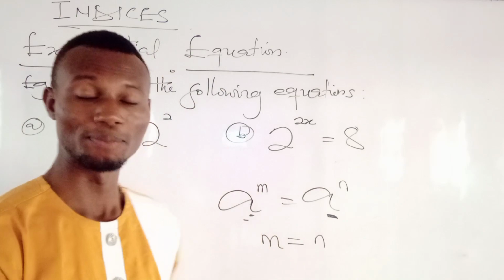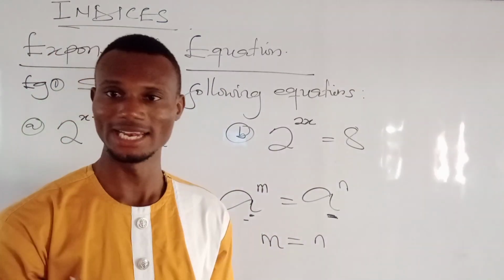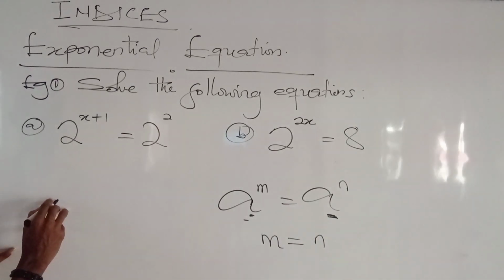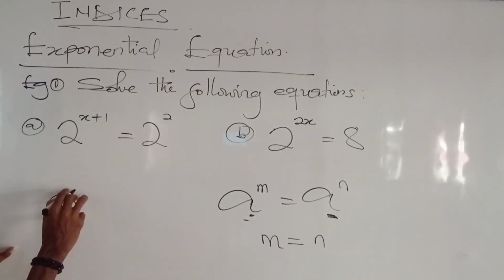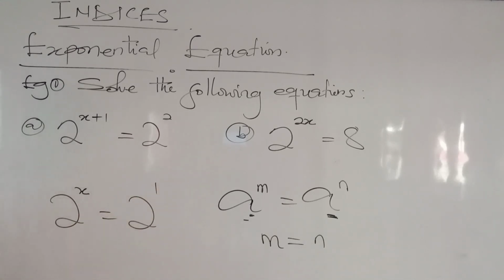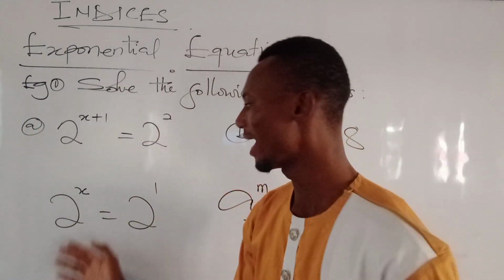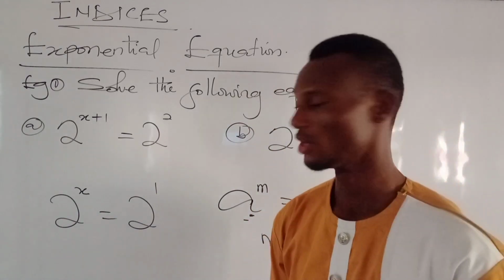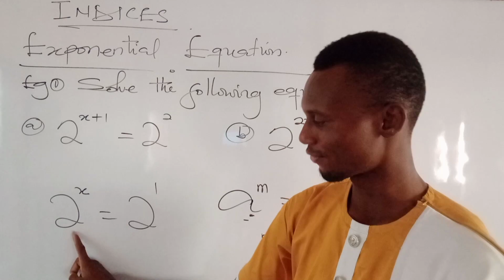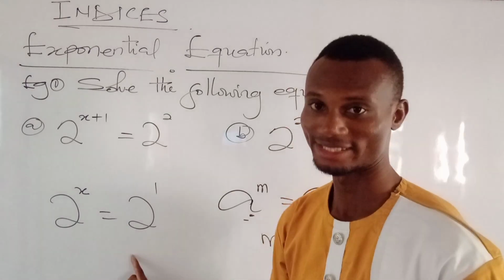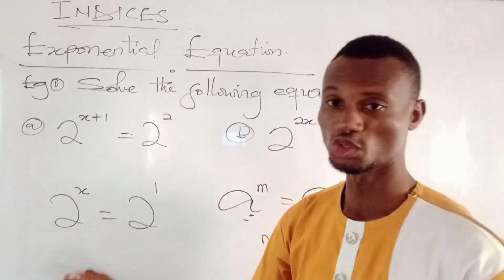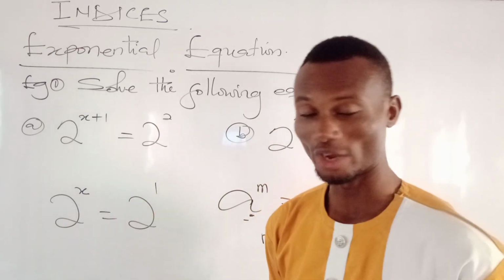Okay, so let me pick some examples on this and let's see how it goes. Assuming you are given, let's say, 2 to the power s equals 2 to the power 1. Now let's apply the law. You can see that the bases are the same. I have 2 here, I have 2 here, so the bases are the same. For that matter, the powers are also the same, so we can equate the powers.